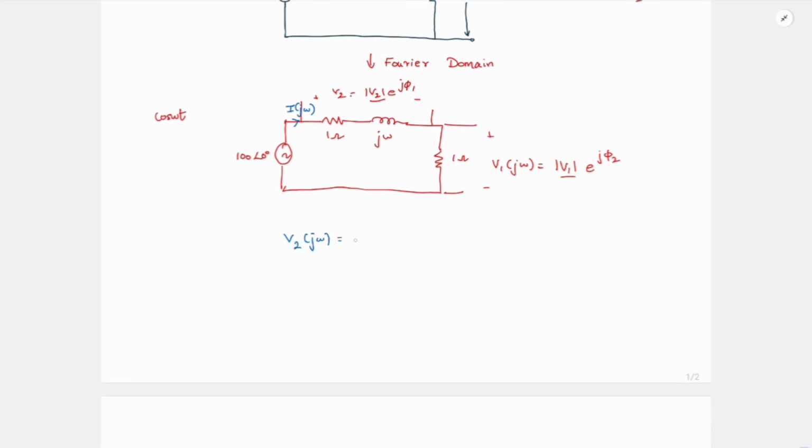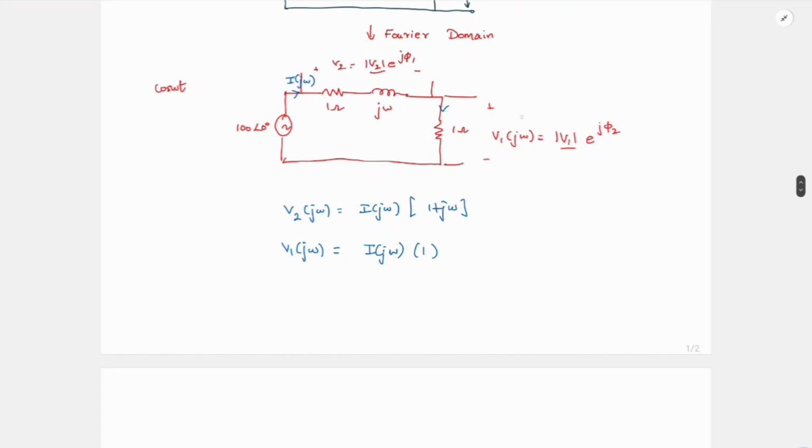V2 of j omega becomes I of j omega into 1 plus j omega. This is the impedance, right? Similarly, V1 of j omega becomes I of j omega. Why? Because still the same current is flowing here. Nothing is flowing through this because it is an open circuit. So this is I of j omega into 1 ohm, right?